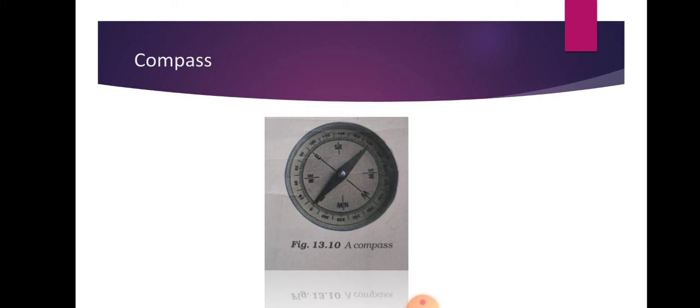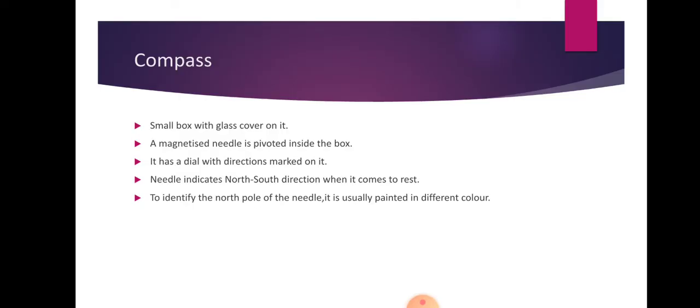For that, you can mark one direction. Like you can mark the north direction, you can put a mark over there with any color, which will help in easily identifying the direction. So this is all about the compass: it has a small box with glass on it. It has a magnetized needle which is pivoted inside the box, and it has a dial which has directions, and the needle indicates the north-south direction when it comes to rest.